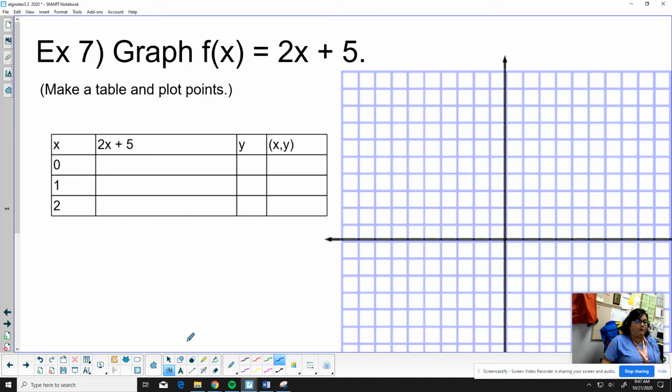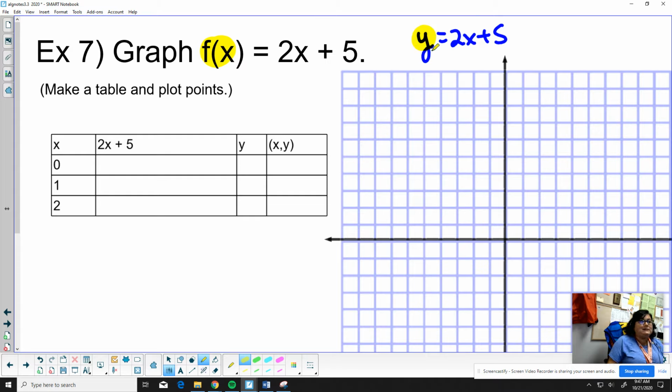And let's graph. All right, so when we graph functions, remember that this is the same thing as y equals 2x plus 5. We learned in section 3.2 that that's going to be linear because it's in slope-intercept form. The y has an exponent of 1, the x has an exponent of 1. Remember that f of x and y are exactly the same thing.